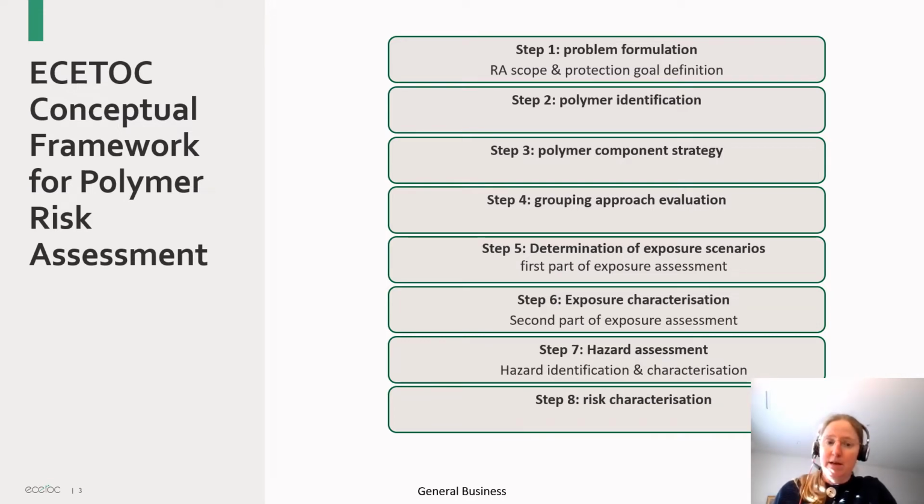In the grouping, the aim is the identification of read-across sources to avoid unnecessary resource allocation to hazard characterization, especially with regards to animal testing. The exposure characterization identifies routes of exposure to humans and the environment. Hazard assessment aligns to the polymer component strategy and is relevant to the life cycle stage assessed.